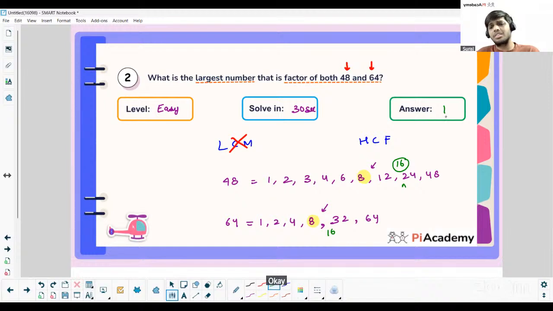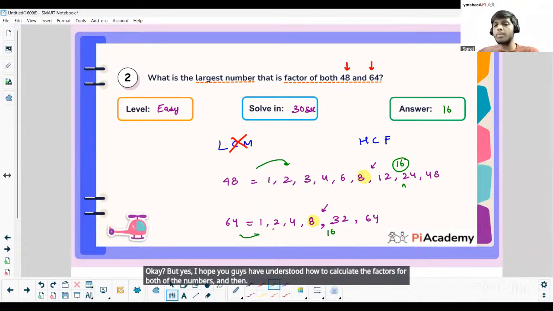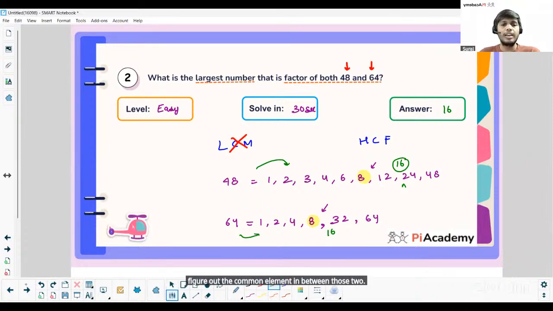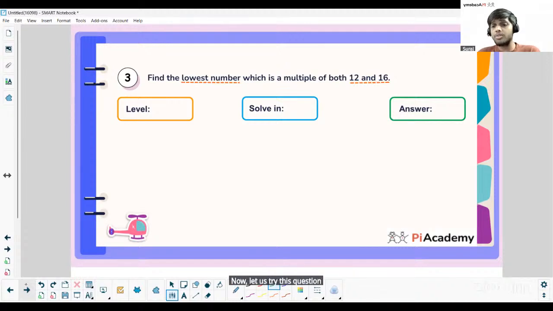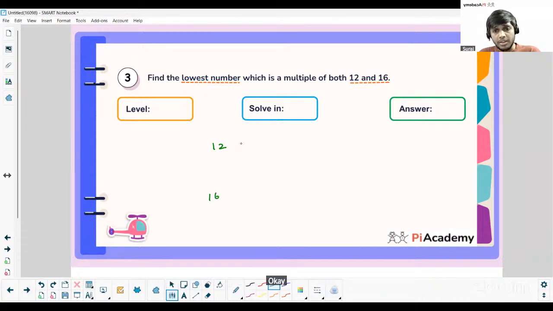Okay, but yes, I hope you guys have understood how to calculate the factors for both of the numbers and then figure out the common element between those two. Now, let us try this question where we have to calculate the LCM for these two numbers. One is 12, the other one is 16. Okay, so Sukrut, can you tell me how to figure out the multiples for these two numbers?